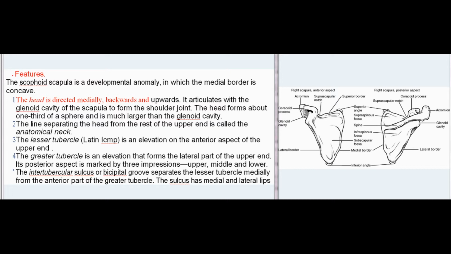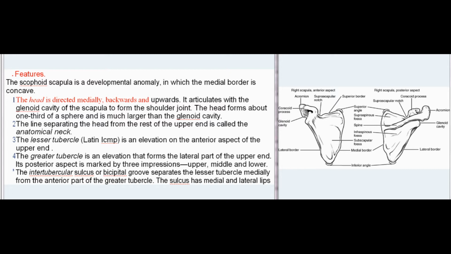Features: 1. The head is directed medially, backwards, and upwards. It articulates with the glenoid cavity of the scapula to form the shoulder joint. The head forms about 1/3 of a sphere and is much larger than the glenoid cavity. 2. The line separating the head from the rest of the upper end is called the anatomical neck. 3. The lesser tubercle is an elevation on the anterior aspect of the upper end.